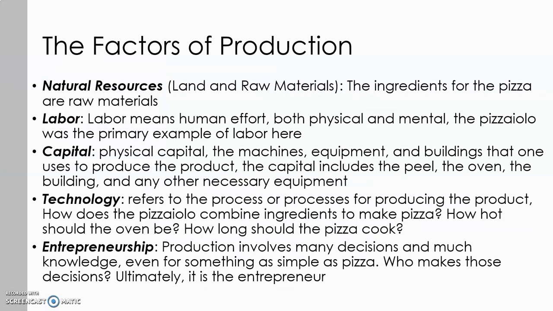The factors of production are natural resources. You'll also see the term land used broadly to describe this. Labor, which is just human effort, right? So labor, you can think of as the unskilled portion of work. Physical capital is the machines, equipment, buildings, everything that's used to produce the product. Capital would be any artificial goods that are used to produce other goods.